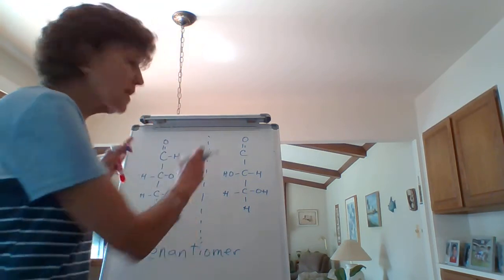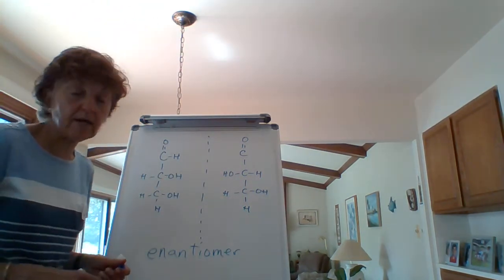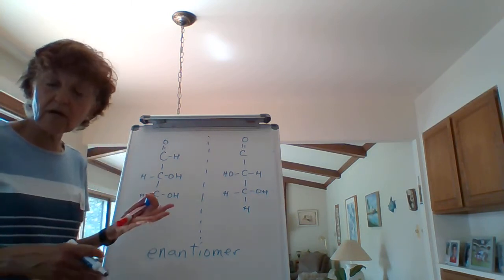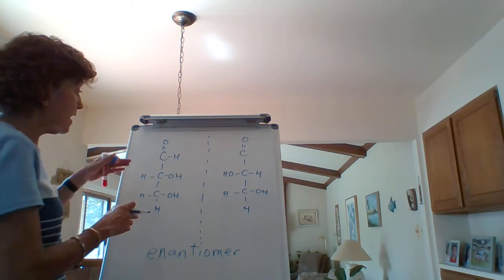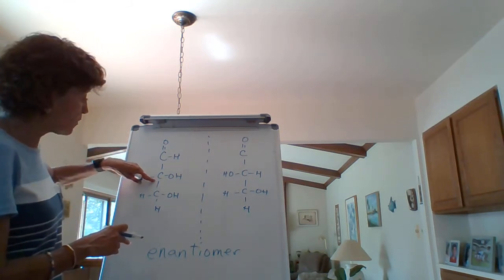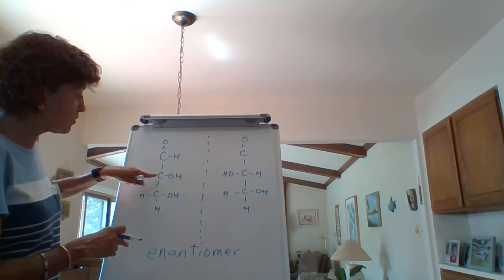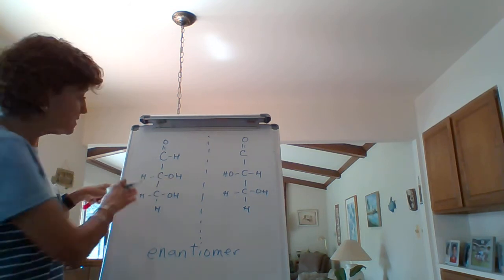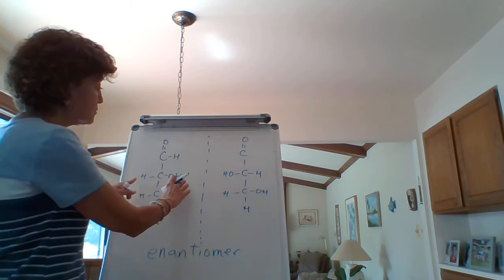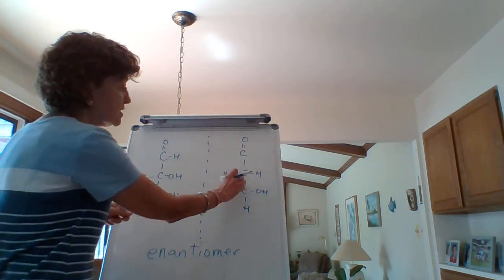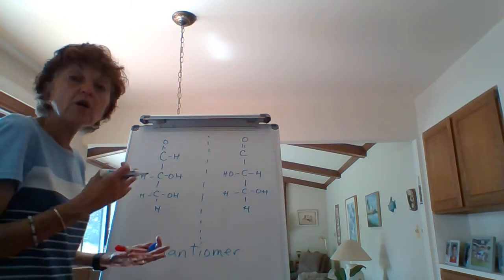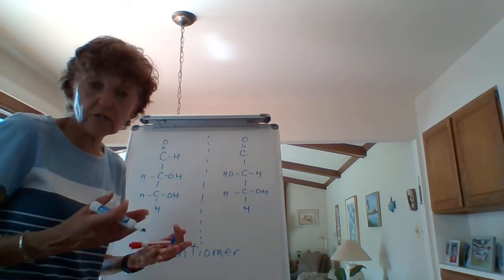So let's take a look at these two glyceraldehydes. You recognize that this is glyceraldehyde, an aldotriose, and we said already that this was the only chiral carbon. Now take a look at this chiral carbon. See the OH group? See how it's pointing to the right here? And the only difference between this molecule and this molecule is that at this chiral carbon, the OH is pointing to the left. So these are called enantiomers.